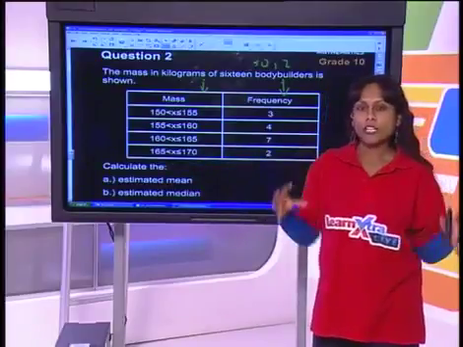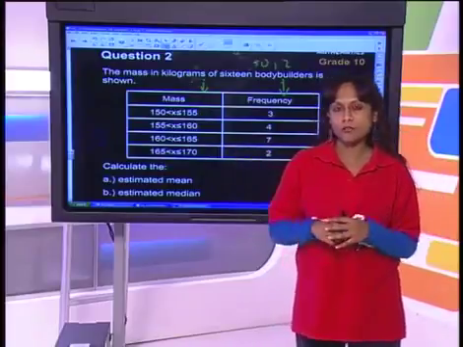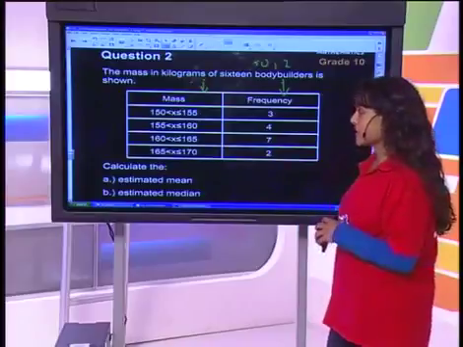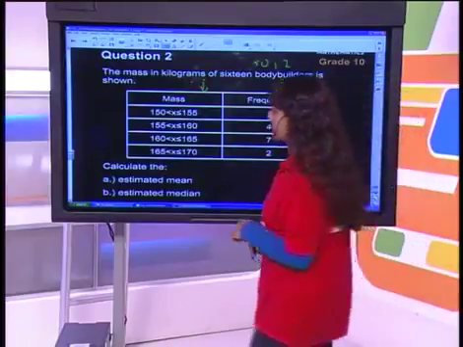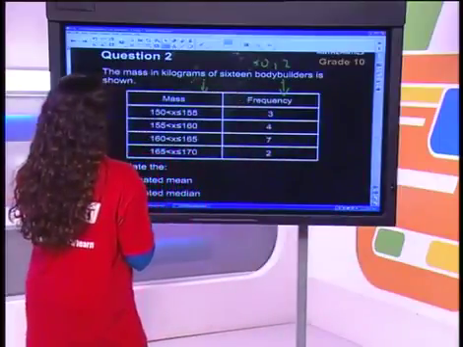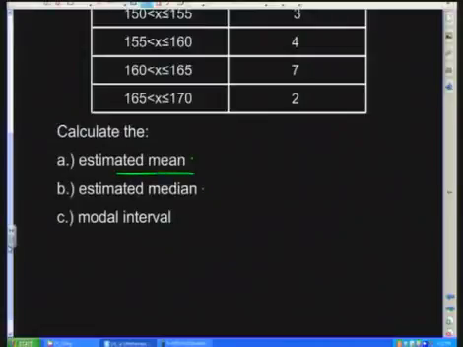So we're saying which interval does it lie in, we look at the frequencies, and then we work out each of the different measures of central tendency. All right, so let's have a look at how we're going to do this question. Okay, so the first one, we need to work out the estimated mean. Okay, as I said, estimated because we have now grouped this table together.